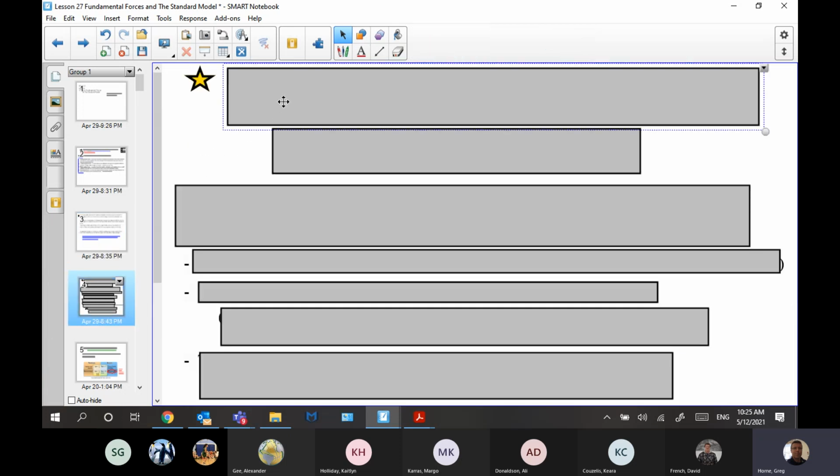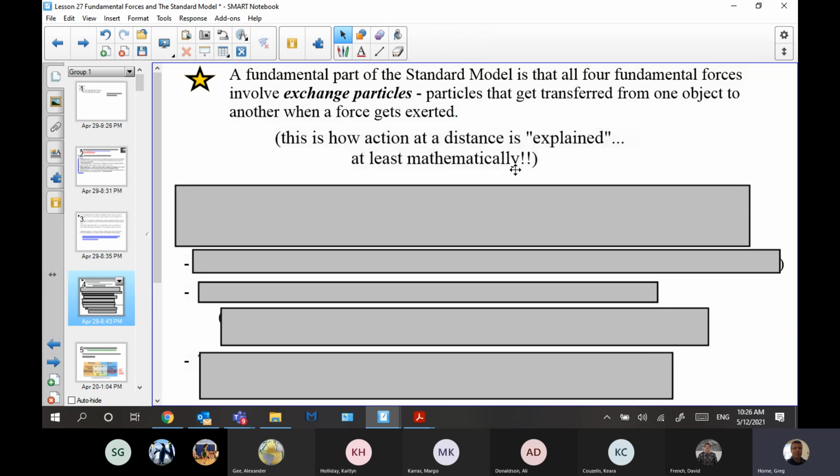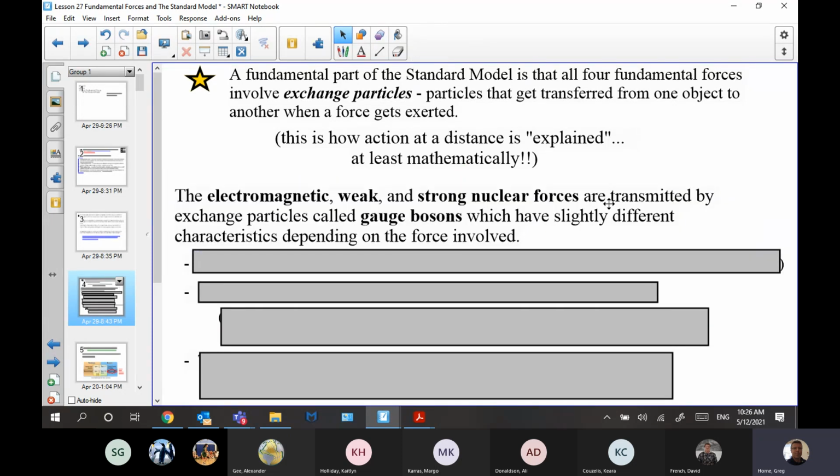So moving on here, the fundamental part of the standard model, of course, is that these forces have exchange particles. They visualize little particles getting exchanged back and forth between two masses. There are invisible particles being exchanged back and forth, and that's how these masses can exert forces on one another over distances, so the whole action at a distance, force without contact business is explained. Now, explained is in quotes there, because it's a mathematical representation that's consistent, and it leads to predictions that are consistent with observations. So it's explained mathematically and scientifically. But the idea of the interaction is still kind of weird. I'm not necessarily thinking we've explained it well yet, here at least in class.